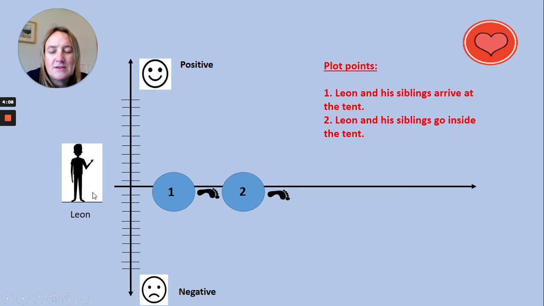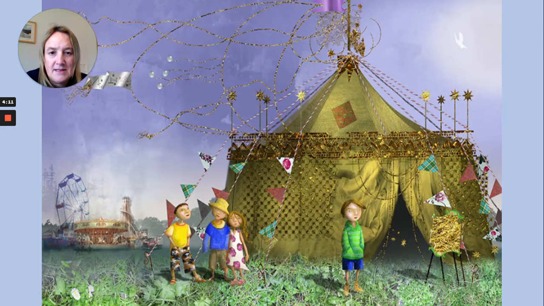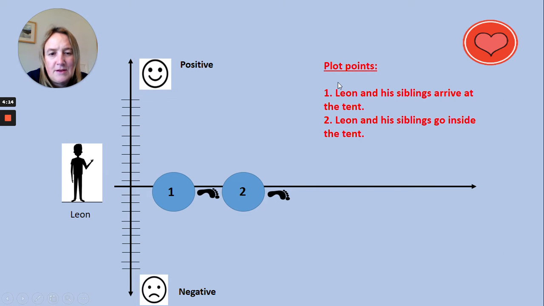So I want us to take how Leon's feeling at that stage about going into the tent, and these plot points. So number one, the first bubble, is Leon and his siblings arrive at the tent. Where on the scale of positive and negative would you put that? And what word to describe that feeling would you choose? And then as we move on to the next bit, where Leon and his siblings or friends go inside the tent, again, what would that be? Positive or negative? Would it be more or less than plot point one? And what word would you use to describe that feeling? So pause the video, have a think or a discussion about that.